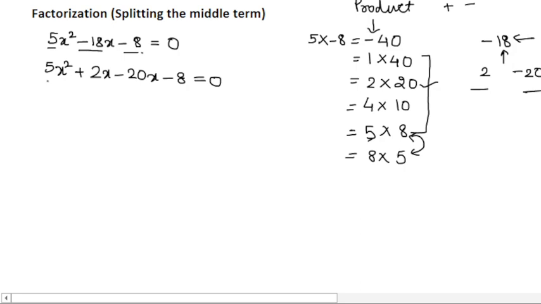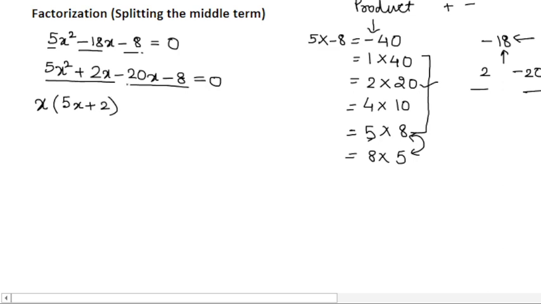Now why have we done this? Let's see. The next step is to group the first two terms and the last two terms together, and then investigate from the first two terms what can be taken out common. 5 and 2 are not multiples of each other, so we cannot take any number common. However, there is this variable x present in both terms, so x can be taken out common. What is left inside is 5x plus 2.